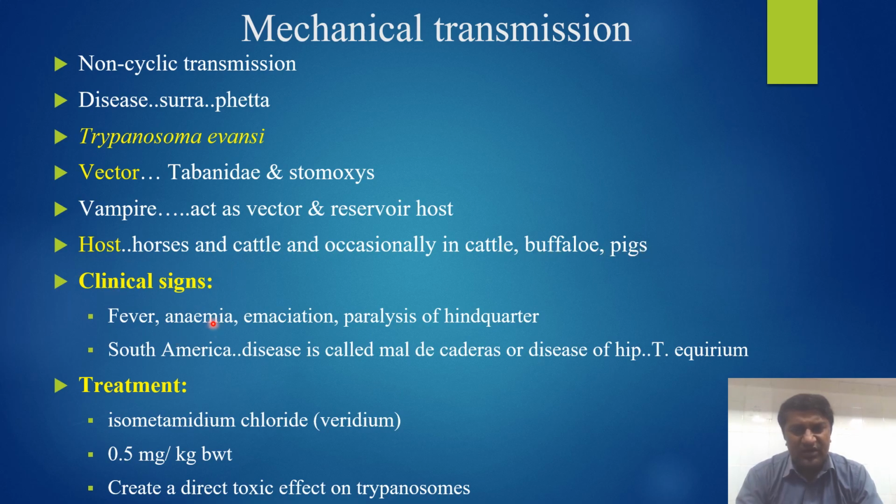Clinical signs: fever, anemia, emaciation, paralysis of the hindquarter. The South American disease is called mal de caderas, or disease of the hip. It is caused by Trypanosoma equinum. For treatment, quinapyramine chloride is available in the market with the name Trypacide. The dose rate is 0.5 milligram per kg body weight, creating a direct toxic effect on the trypanosomes.